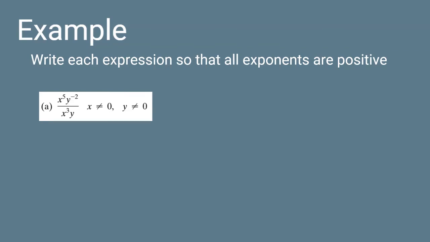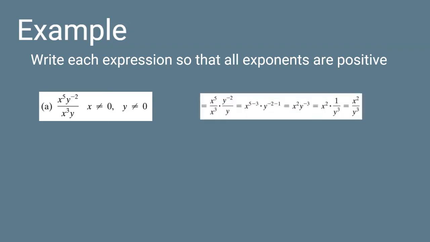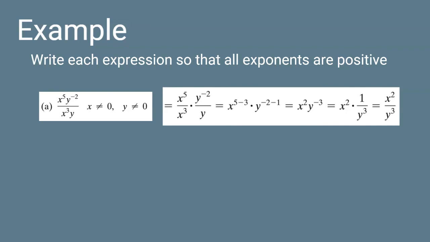Before we look at the answer, though, let's think. If there is a negative 2 in the numerator, all we have to do is take that and move it to the denominator. We also have an x on the top and an x on the bottom, so we'll want to reduce that as well. If we put our x's together and our y's together, we see that we have x to the 5th over x to the 3rd times y to the negative 2 divided by y.